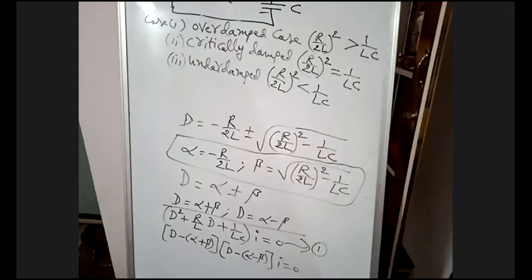First, I am considering the overdamped case. Write down the overdamped case: (R by 2L) whole square greater than 1 by LC.